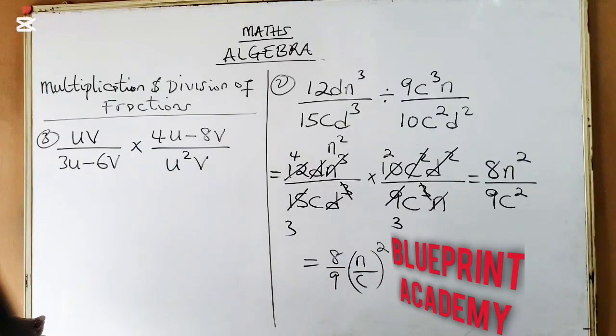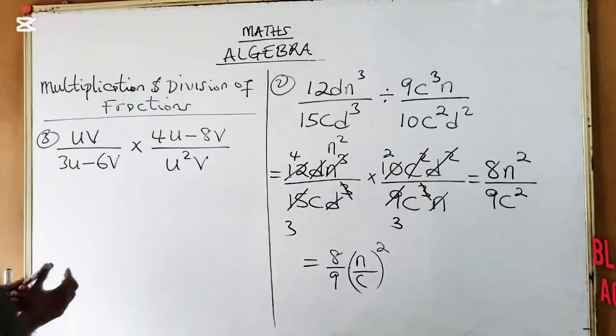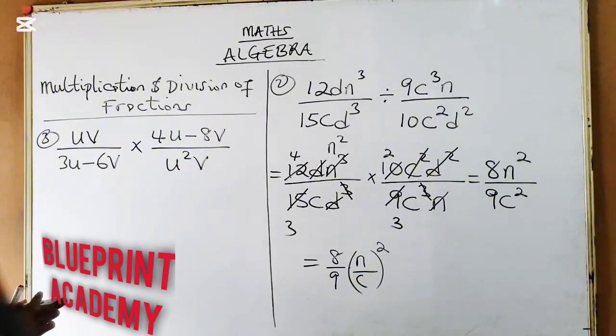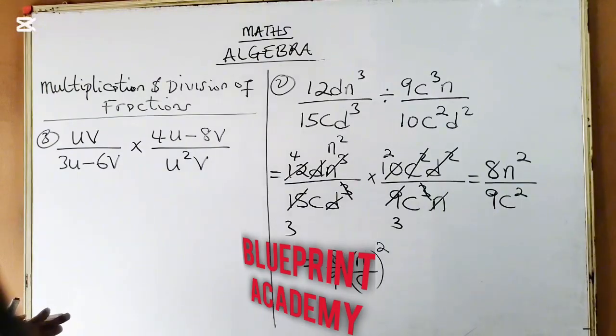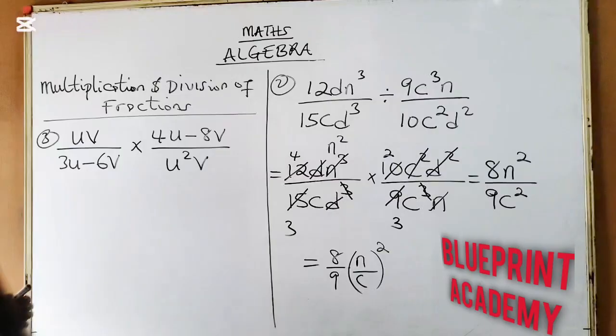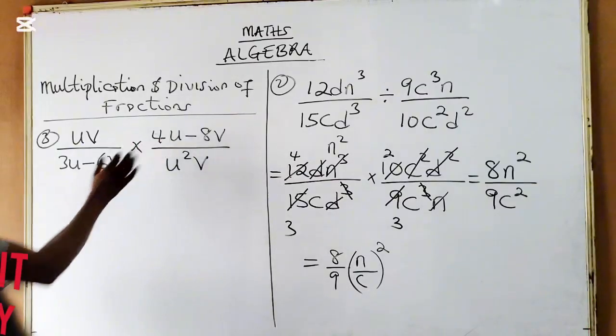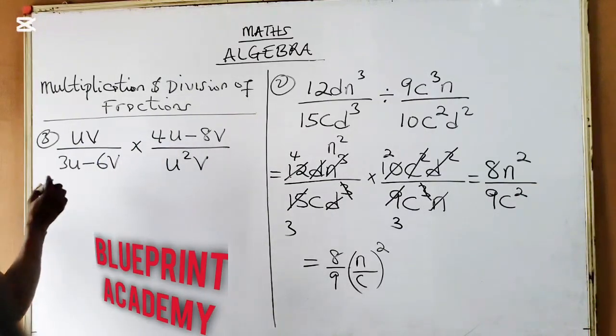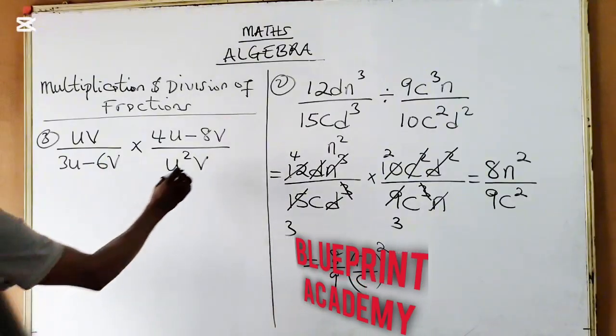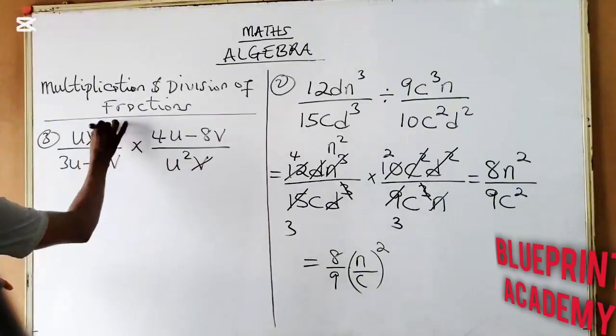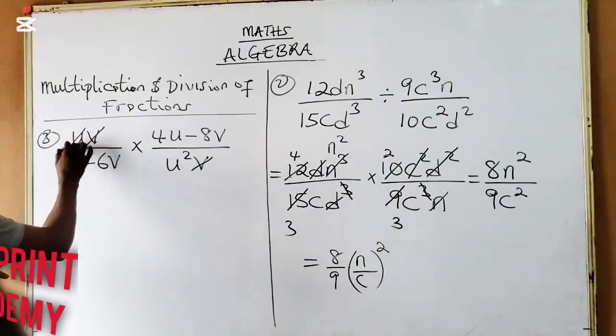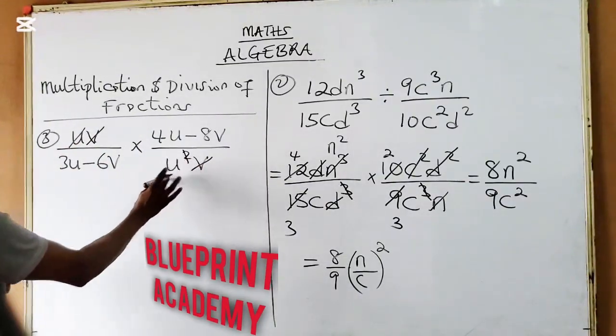So what I will do is to see if there's something common to the numerator and the denominator. Let's factorize this first and factorize that, and see if there's something common. But first of all, you see that this v here can cancel this v right away. And this u here, we cancel 1 from here, so I'm left with 1.